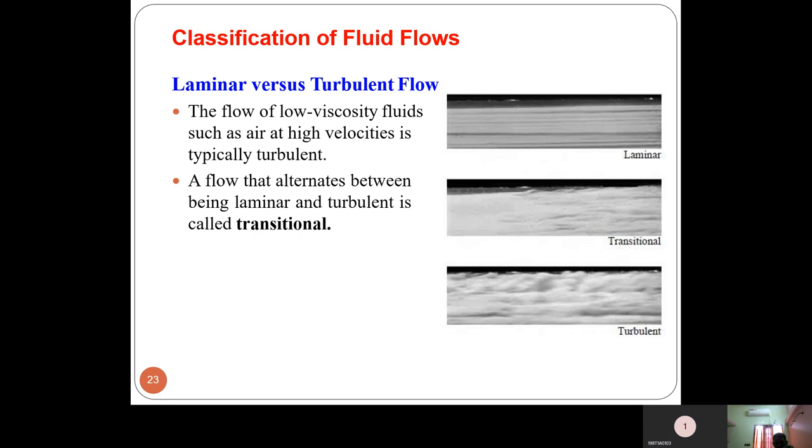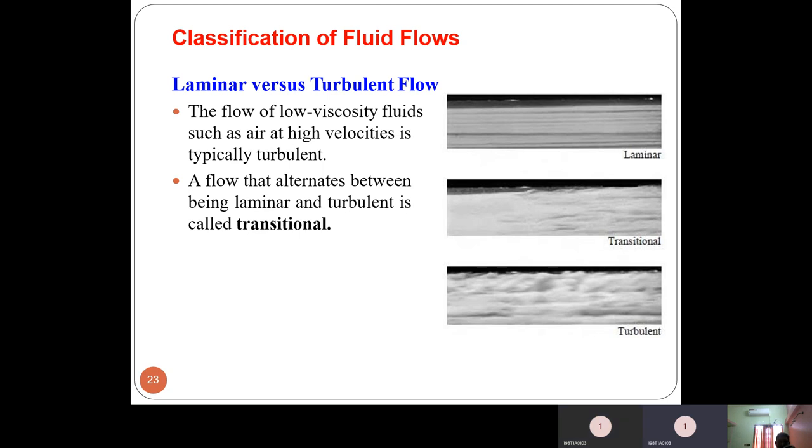By seeing the figures or sketches, if the fluid is having finely ordered regular flow, then it is called laminar. If the fluid is flowing irregularly, randomly, vigorously, then that flow is called turbulent. If the fluid nature is changing from laminar to turbulent, then that is called transitional fluid flow. For external flows, we can calculate Reynolds number. Reynolds number is equal to rho u l by mu, where l is the length of the pipe surface or plates.